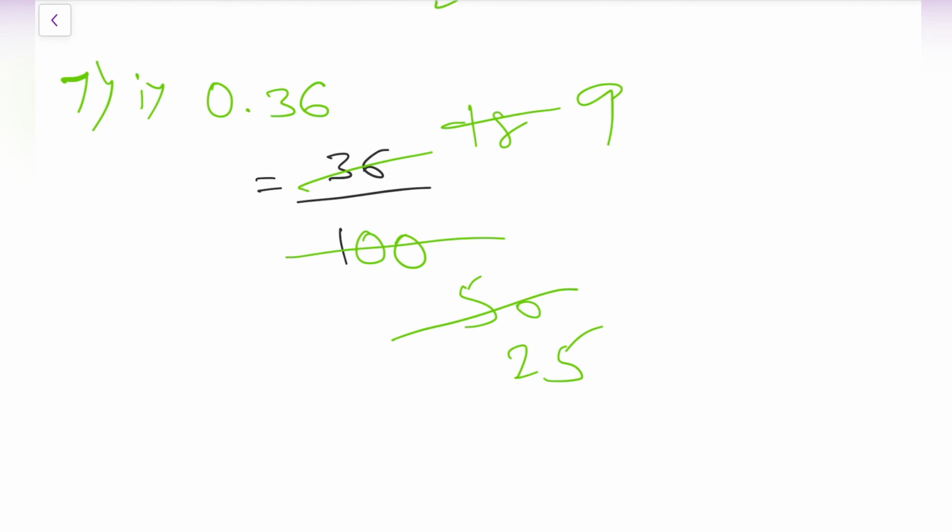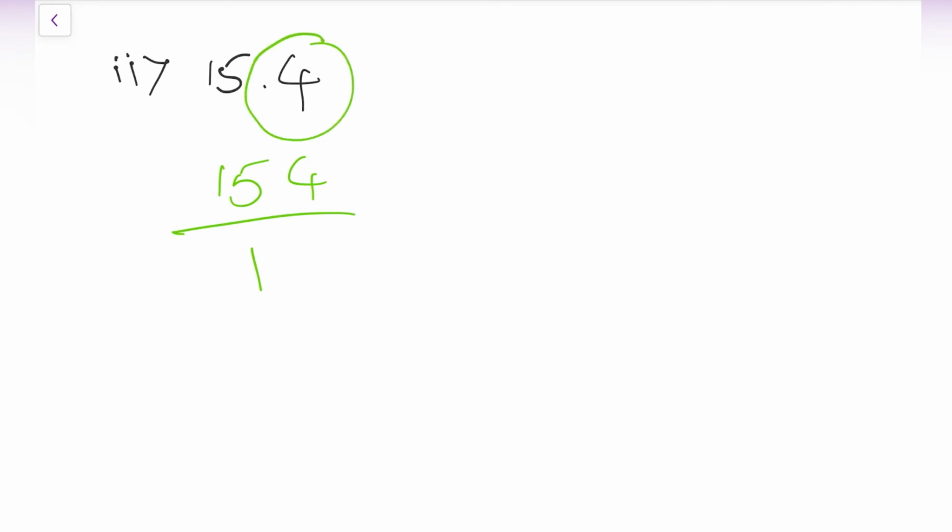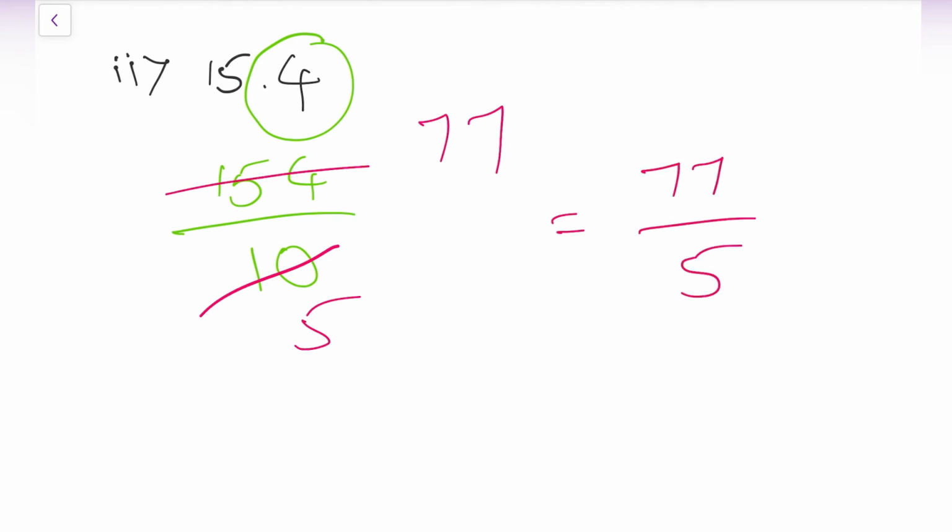Okay, next, the second question we have is 15.4. First, by removing the decimal, write the number as it is, 154, divided by 1. Now after the decimal, 1 digit is there, so keep 1 zero. 154 divided by 10. Simplification is possible. 2 5s are 10. 2 77s are 154. So 15.4 is nothing but 77 divided by 5.